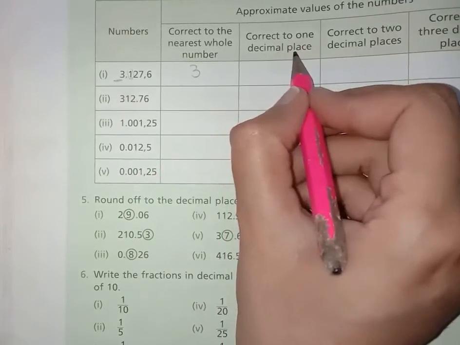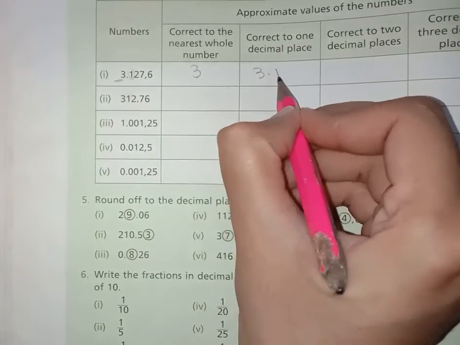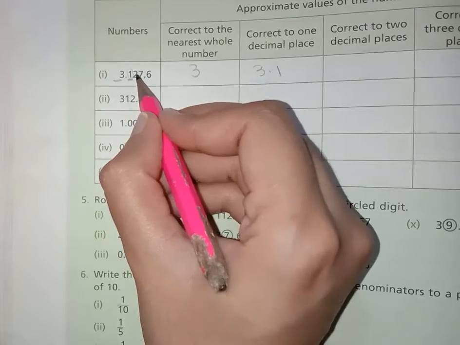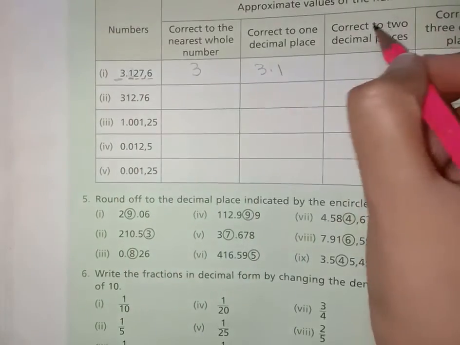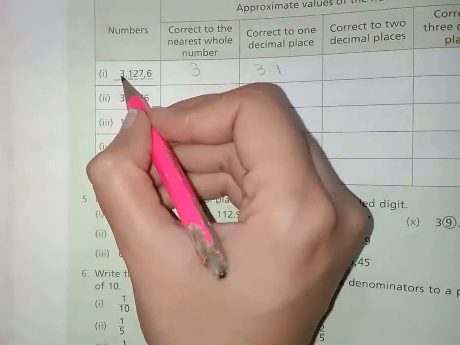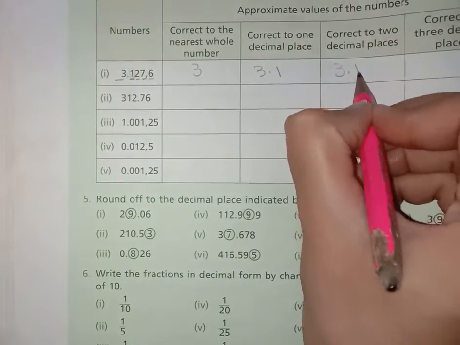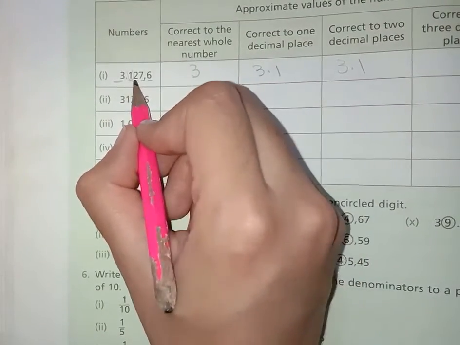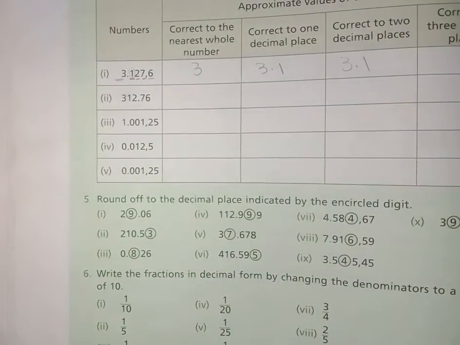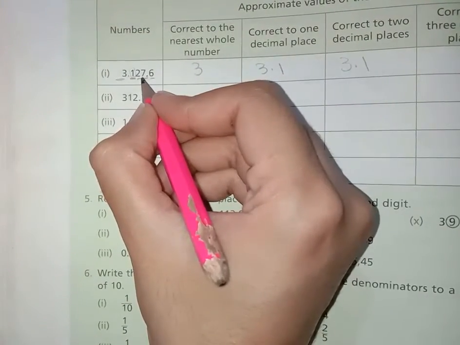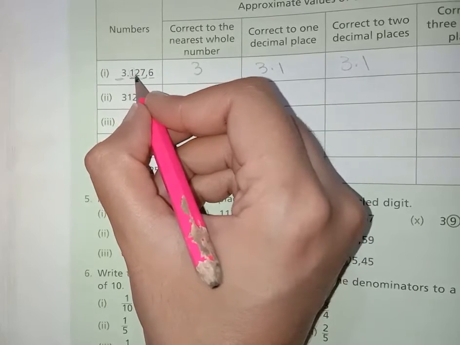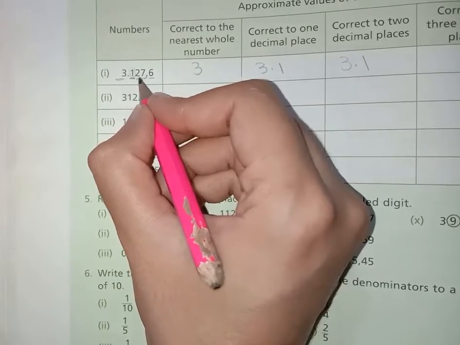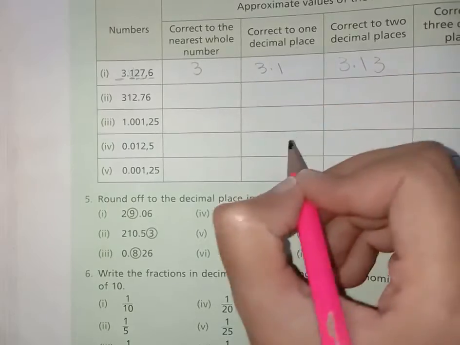Correct to one decimal place. 3.1 means one decimal place. This is the second decimal place, this is the third, this is the fourth decimal place. Correct to two decimal places. 3.1, the first decimal place is 1 and the second is 2. If there is 5 or above 5, we change the value, and this is 7, so 2 is changed into a 3.